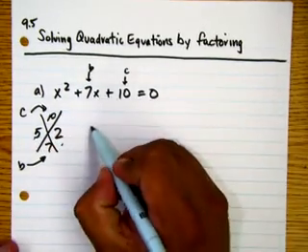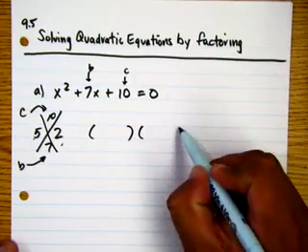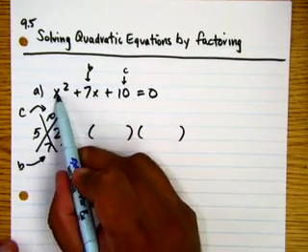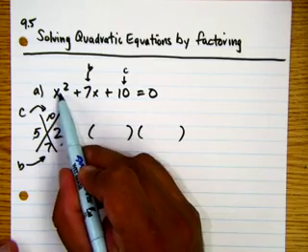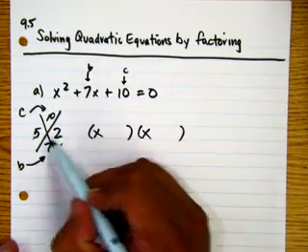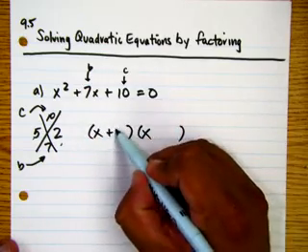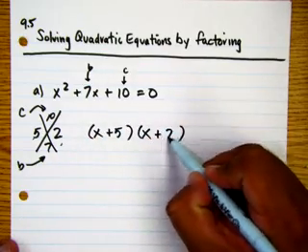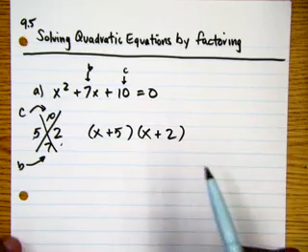Knowing that, we can use these two numbers to factor it. So we're going to write two parentheses. Our very first terms give us x squared, so we write our x's there. Then 5 and 2, since they're both positive, we write as plus 5 and plus 2.